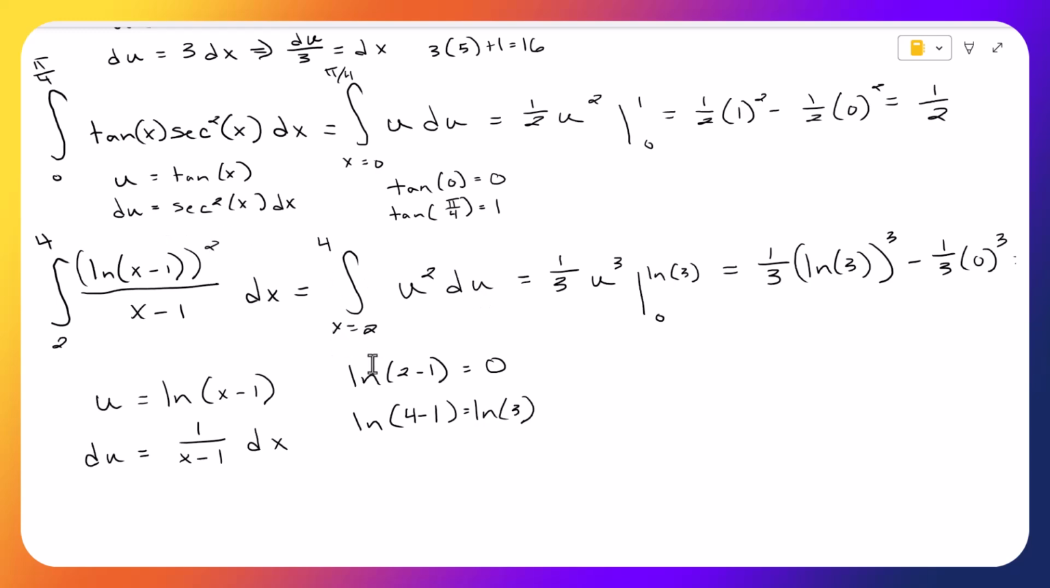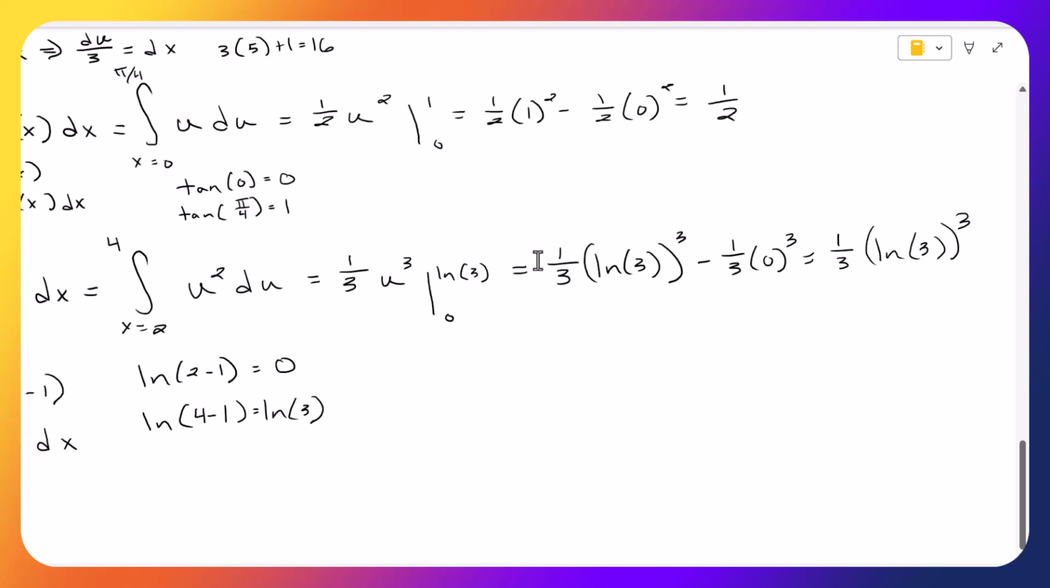Still, I kept my bounds of integration, and then I changed them here. The natural log of 2 minus 1 is the natural log of 1. The natural log of 1 is 0. And then the natural log of 4 minus 1 is just the natural log of 3. I don't have a calculator here, so I'm just leaving it as natural log of 3. And then using our first fundamental theorem of calculus, substitute these in and subtract them. So 1/3 times the natural log of 3 cubed minus 1/3 times 0 cubed. And that's just equal to 1/3 times the natural log of 3 cubed, because this whole term goes to 0.